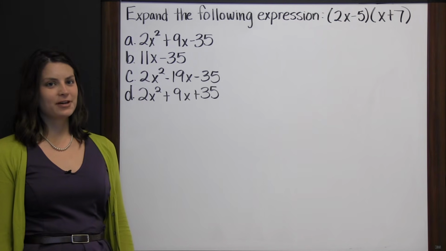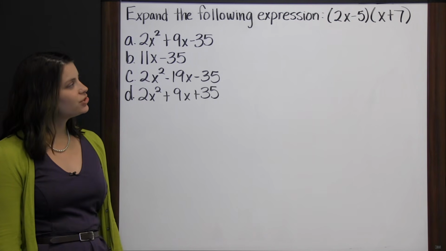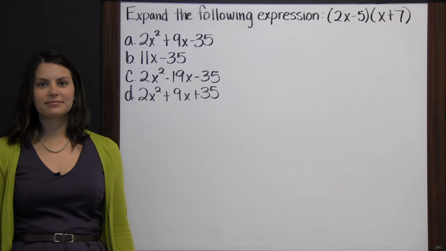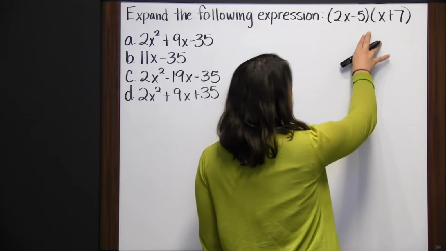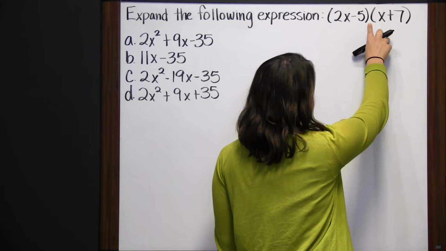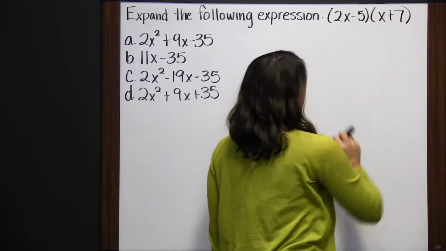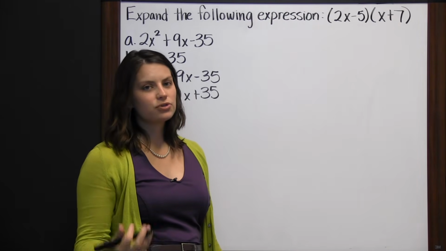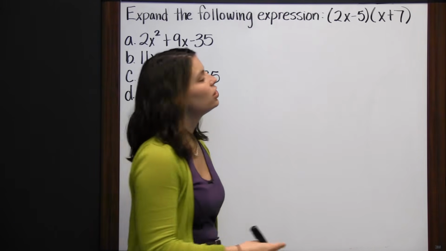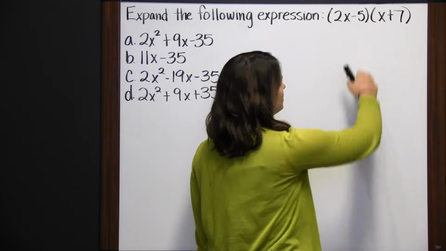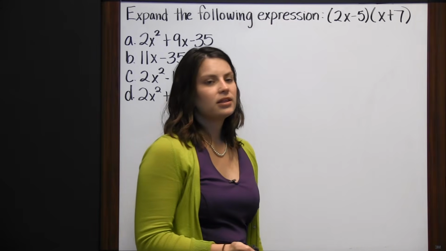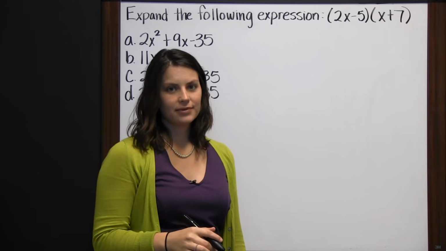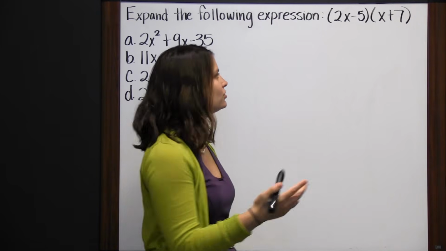Expand the following expression. The quantity 2x minus 5 times the quantity x plus 7. And we know it's multiplication because there is no other operator symbol between these two sets of parentheses. There's no addition sign or subtraction or division, which means it's simply understood that we're multiplying these two binomials together. And a binomial just means two terms.